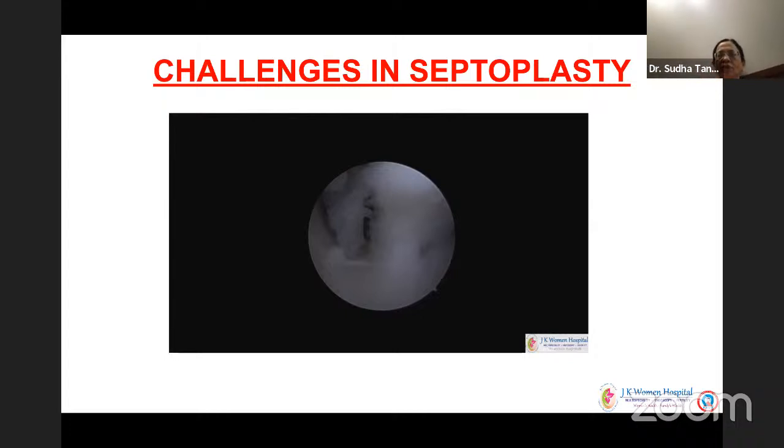Or just when you put the resectoscope, just wait for 2-3 minutes. Wait for the distension. But it is still not as clean and beautiful, I agree.